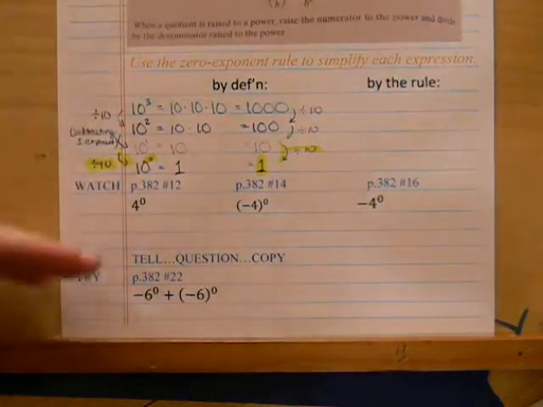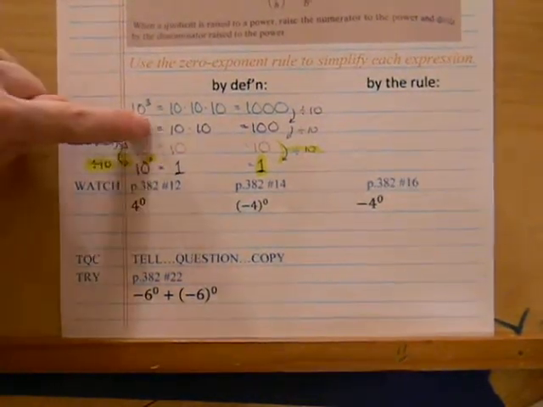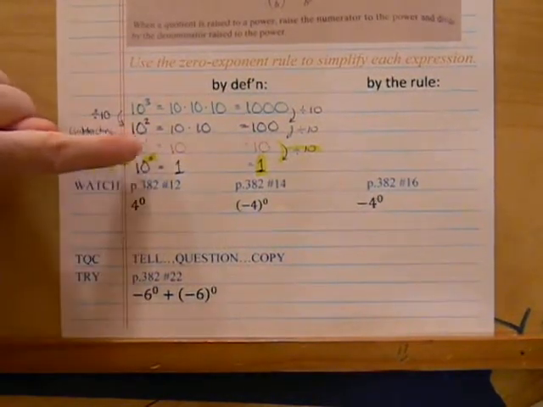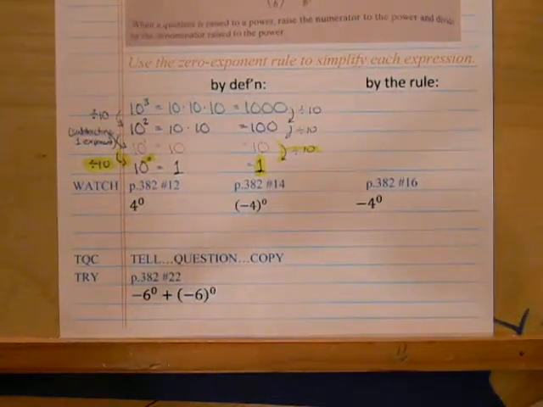And you could actually follow this pattern through for any number. You could take 4 cubed, 4 squared, 4 to the first, 4 to the 0. And we'll look at that a little bit later as well. We'll come back to this concept.